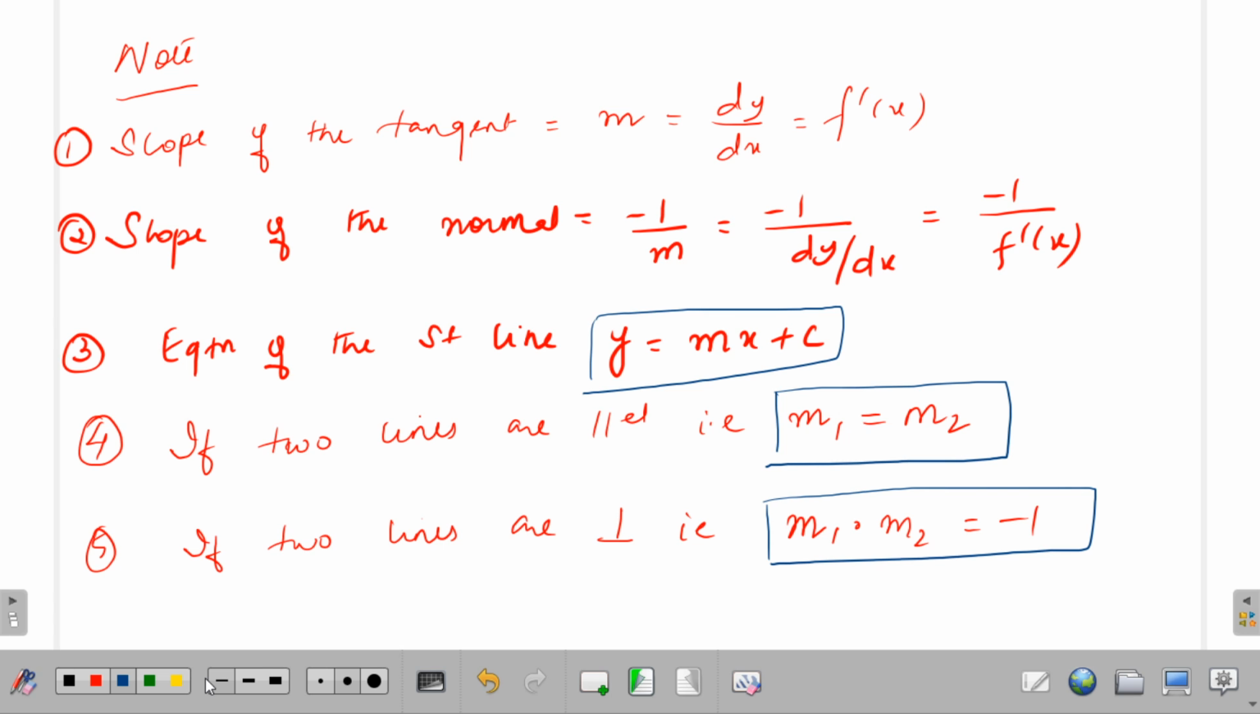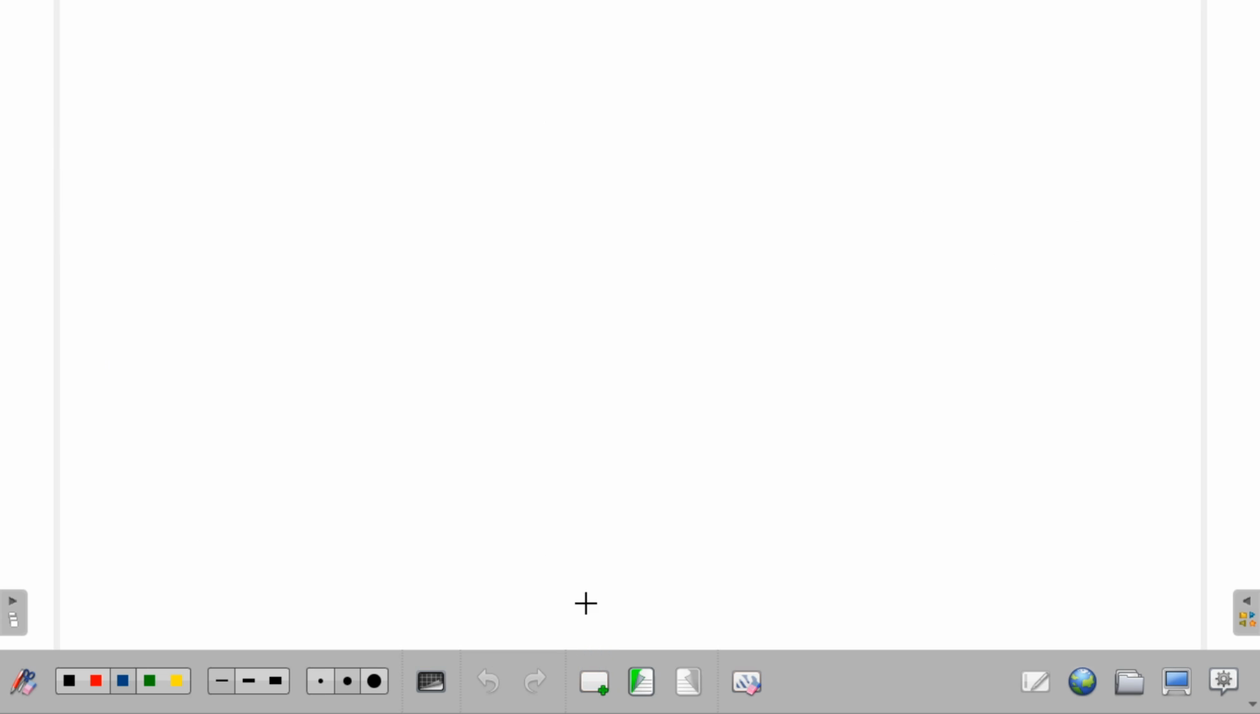And if the two lines are parallel, the slopes will be equal. And if two lines are perpendicular, the product of their slopes will be equal to minus 1. All right, so these are the basic ones. So let us try to deal with some of your questions.